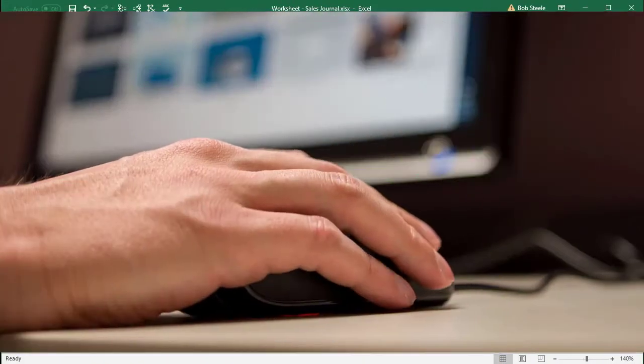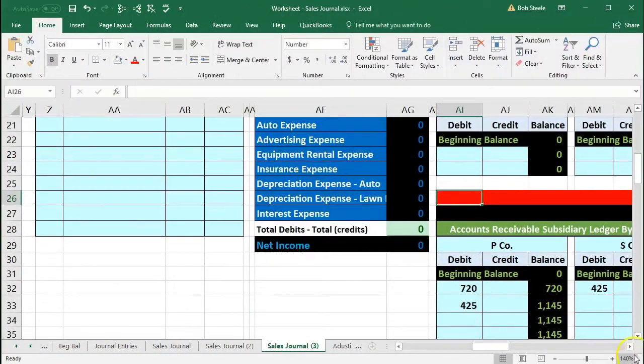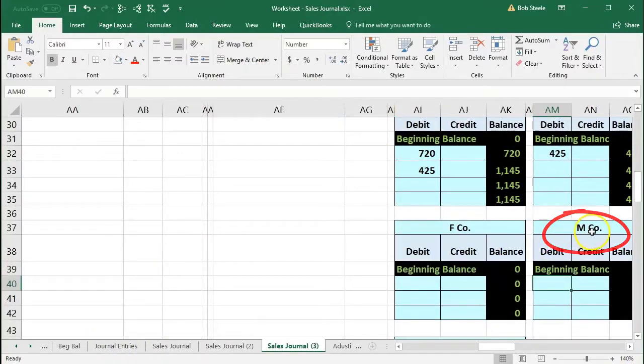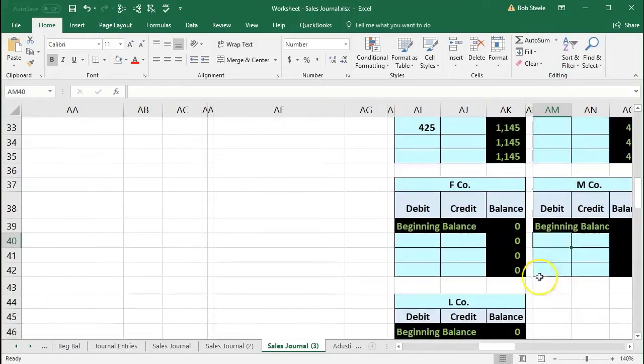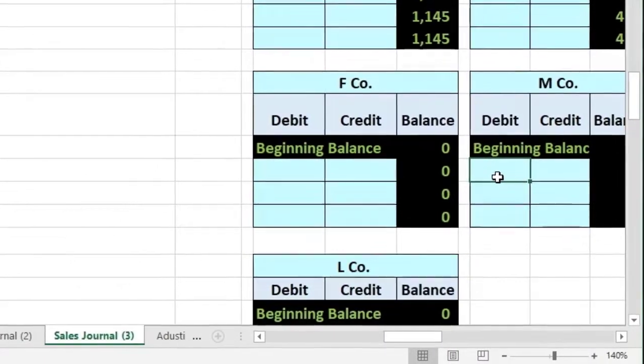So we're scrolling back over, scrolling back down. The subsidiary ledger's down below this red line. We're looking for M Company, so we're going to scroll down. It's going to be here. Here's M Company. We are in cell AM40. So within AM40, we're going to do a formula to pull that 500 over.